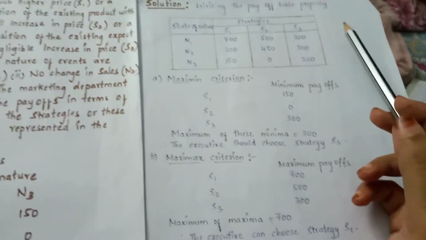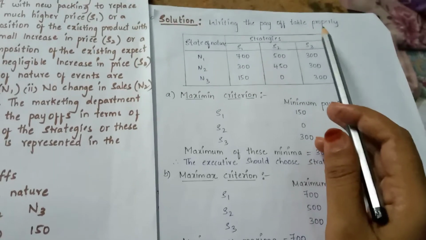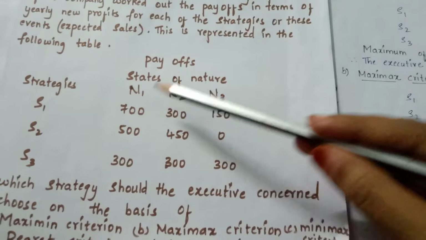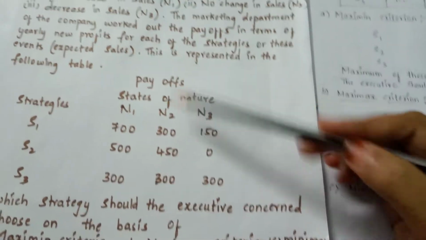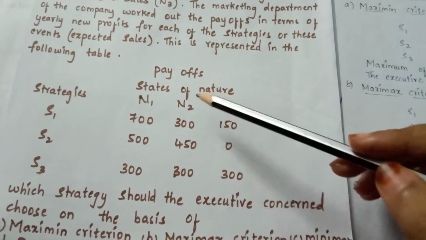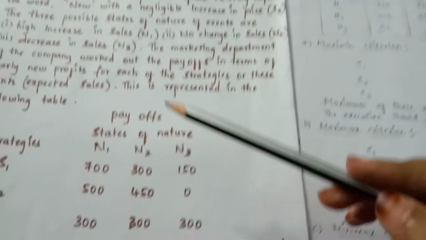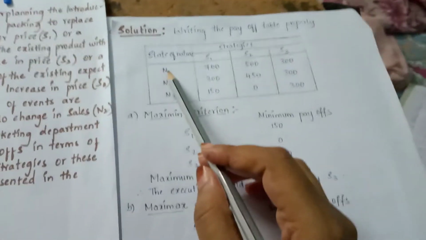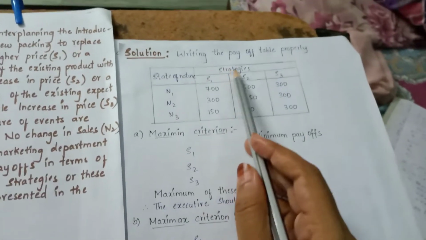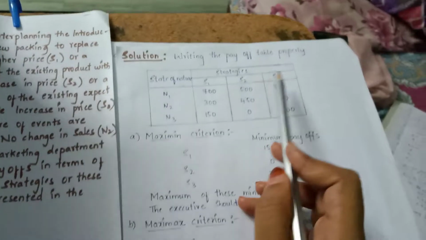The first step is we need to rewrite the payoff table properly. Students, here the states of nature N1, N2 and N3 are given in columns. The states of nature should be written in rows and the strategies should be written in columns. So I am rewriting the payoff table with N1, N2, N3 as rows, the states of nature, and the strategies in columns, that is S1, S2 and S3.